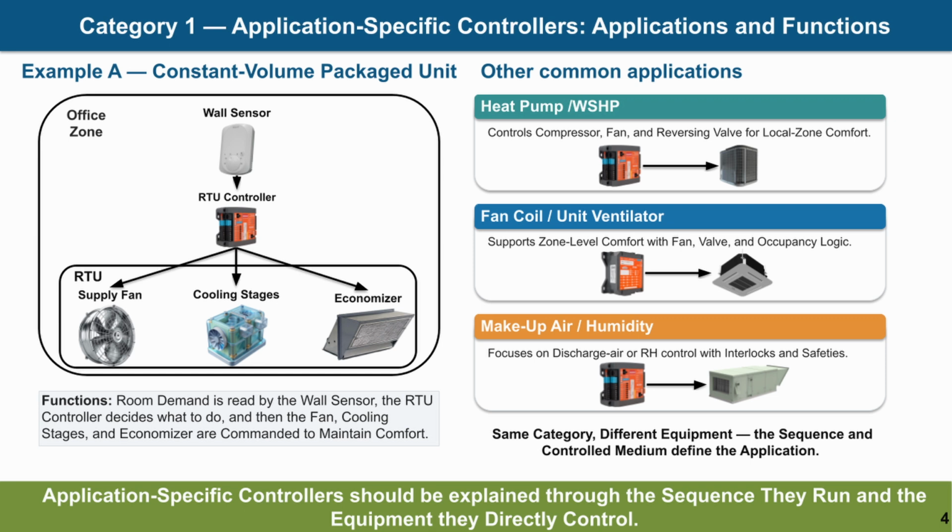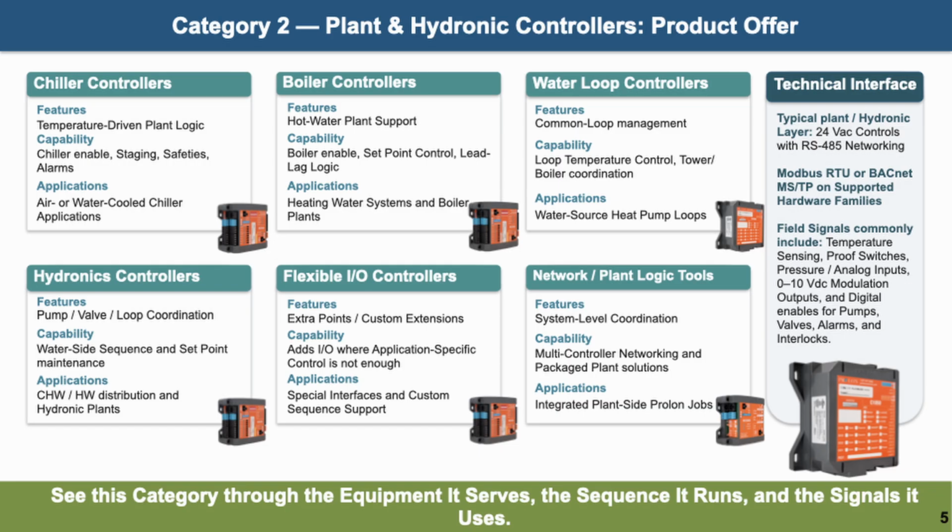The second category moves from unitary equipment into plant-side and hydronic applications. Here we are talking about chiller controllers, boiler controllers, water loop controllers, hydronic controllers, flexible I/O controllers, and network or plant logic tools. These products are used where the job is not only to control a single airside unit, but also to maintain loop conditions, coordinate pumps, manage lead-lag logic, or support central equipment operation.